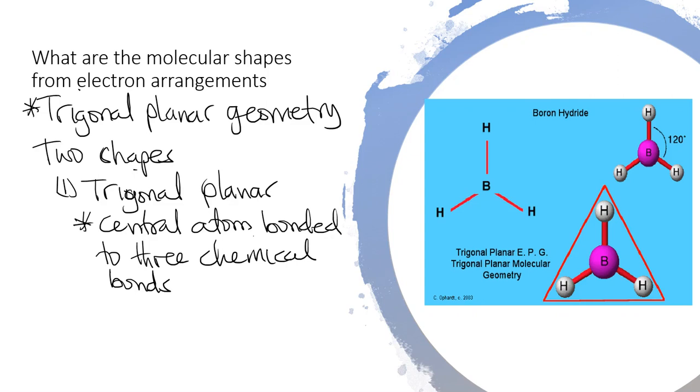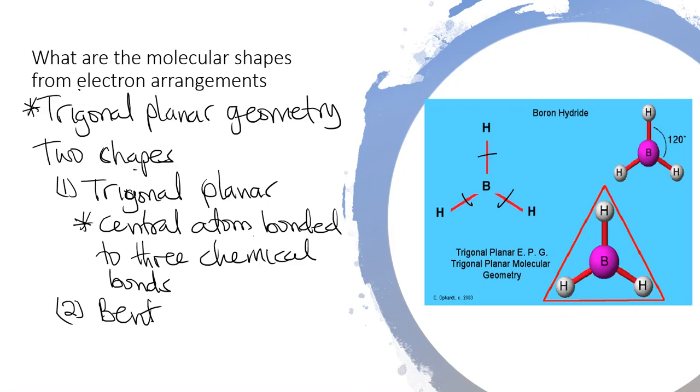But also you can have another shape. This shape is called bent. But remember, the geometry is trigonal planar. And trigonal planar is going to give us two shapes. The first shape will be trigonal planar. This is when the central atom is bonded to three chemical bonds, like what we see here. 1, 2, 3. So the geometry and the shape of this one will just be the same.